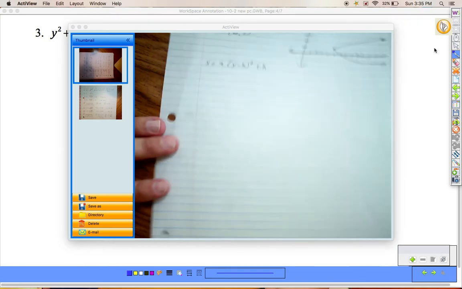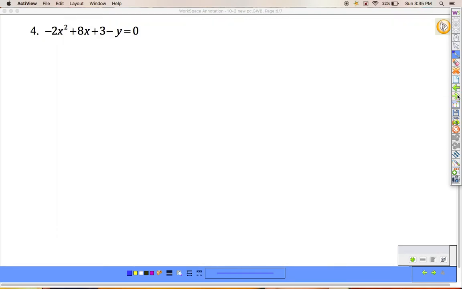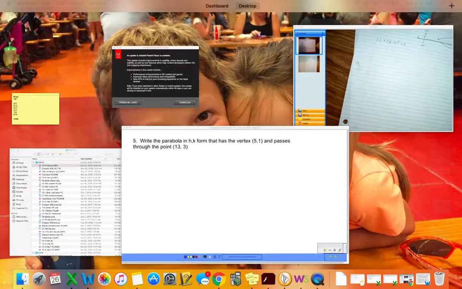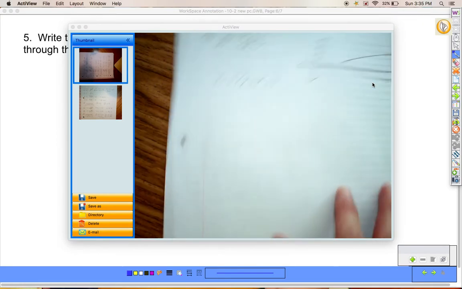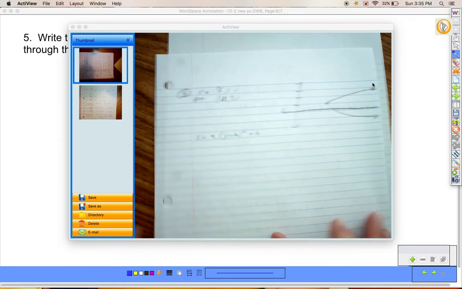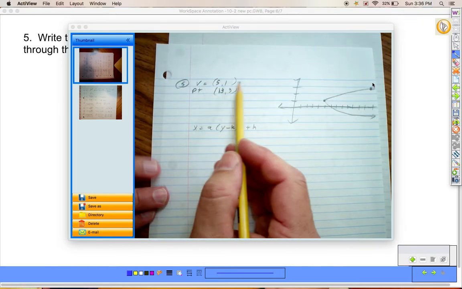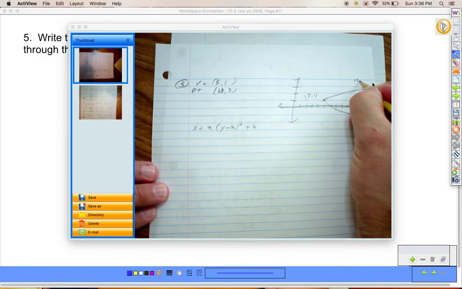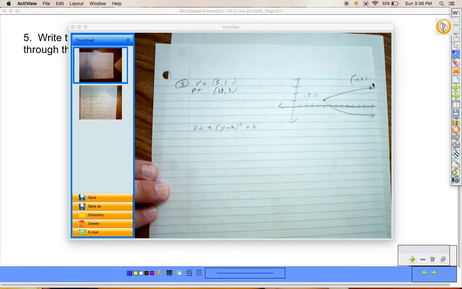All right, the last one. We're going to write the parabola in HK form that has a vertex of 5, 1 and passes through the point 13, 3. All right, so here's our situation. I drew a picture of it also. I have a vertex of 5, 1, a point on it, 13, 3, and it opens to the right.